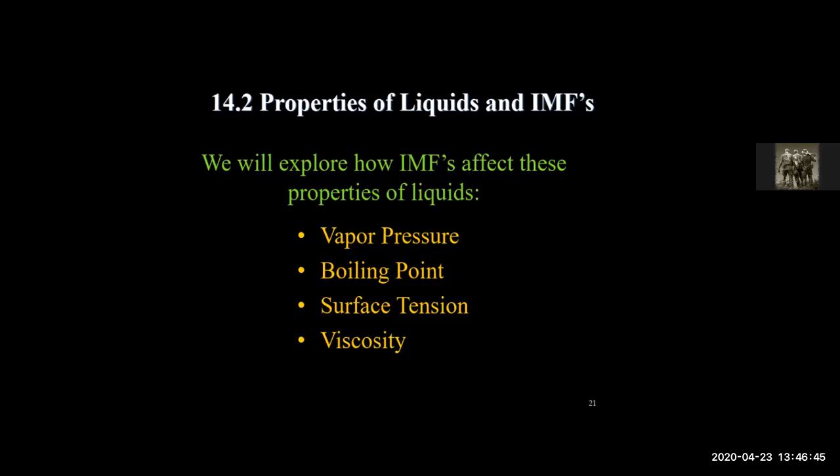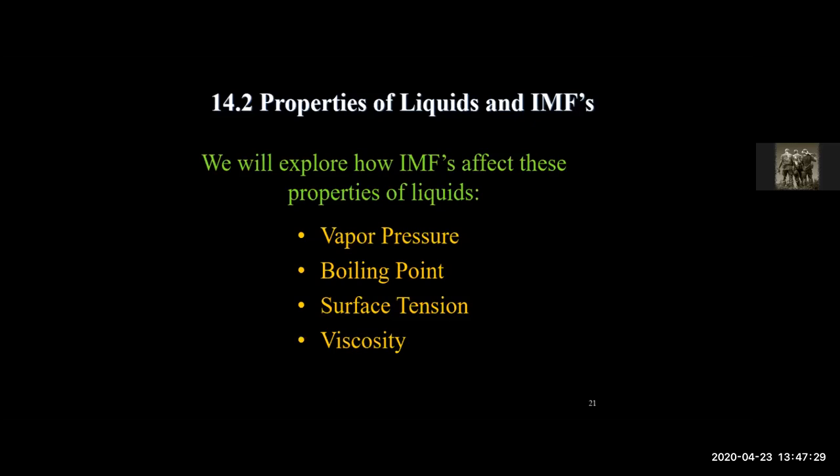Now think about this for a second. When the IMF interactions are strong between the molecules in the liquid, that vapor pressure is going to be much less. Why? Because the molecules hold on to each other stronger, so less liquid goes into the vapor. The converse is also true. If the interactions are weak in the liquid phase, then more of those molecules are going to go into the gas phase, so our vapor pressure goes up.